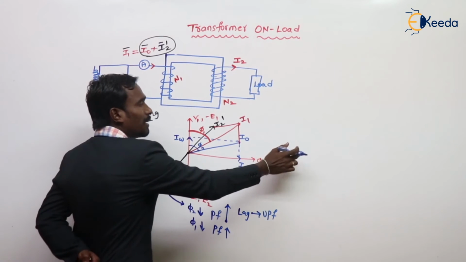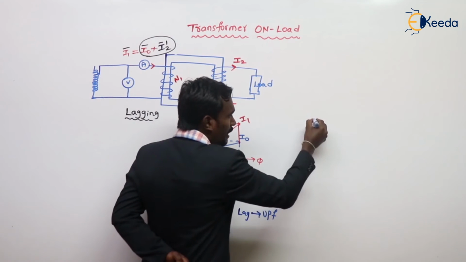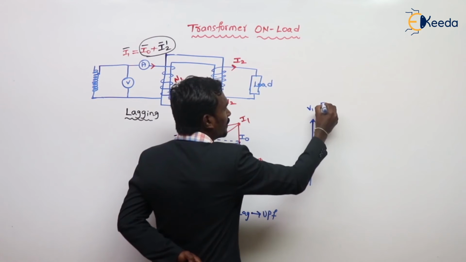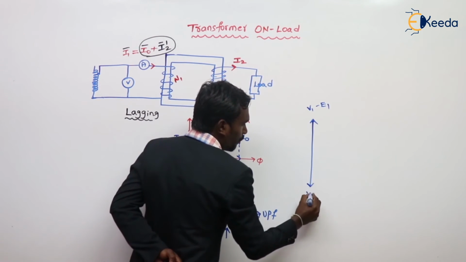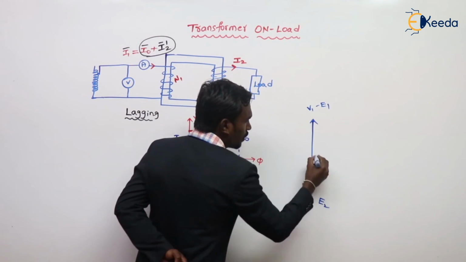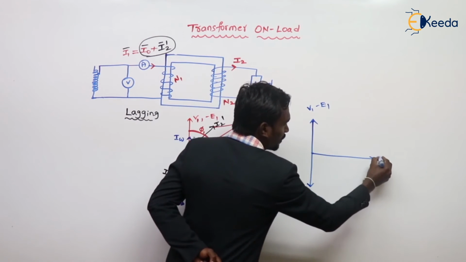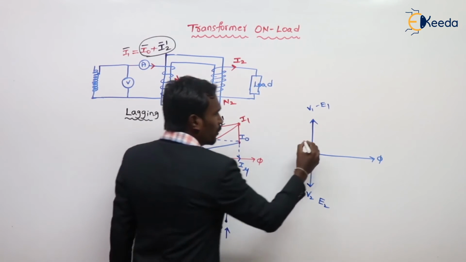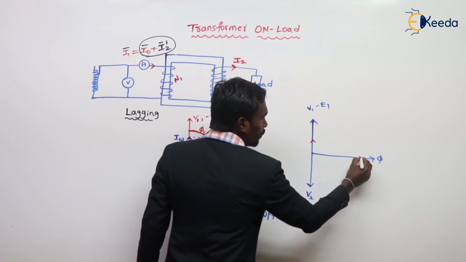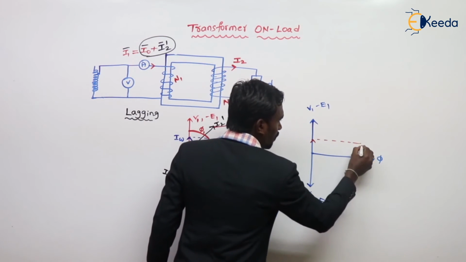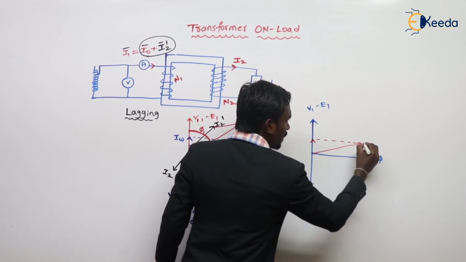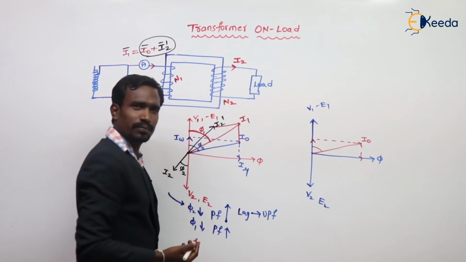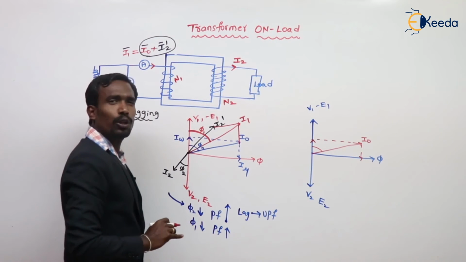See, here I am writing it. Here V1 or minus E1, here V2 or E2, and here the flux phi. Of course, here I am taking IW and I mu. The sum of these two is taken as I naught, and the angle is phi naught. Up to this is at no load.